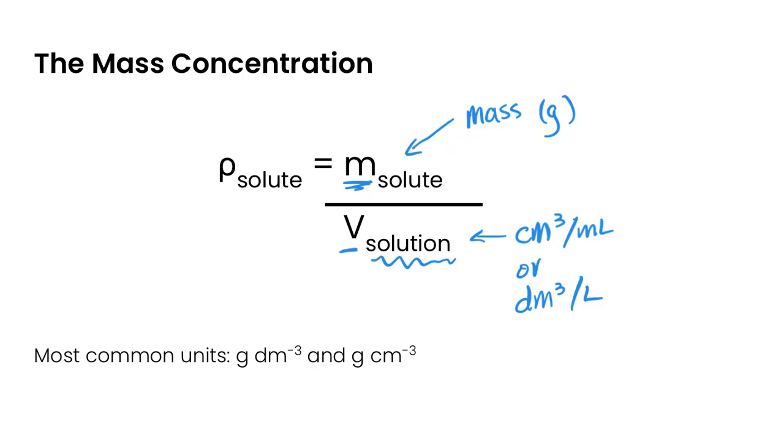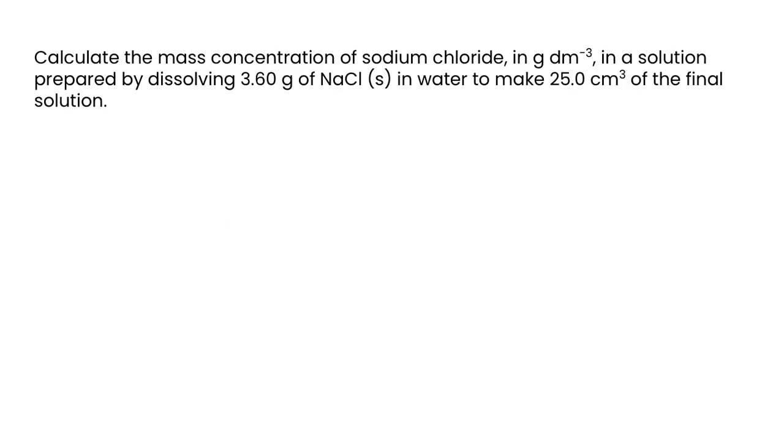The way we represent the mass concentration is to use this Greek symbol, rho. We would say that this is the mass concentration of the solute, or rho subscript solute for short. The two most common units for mass concentration are grams per liter or grams per decimeter cubed, or grams per centimeter cubed, which is the same as grams per milliliter. Let's take a look at an example on how to calculate this.